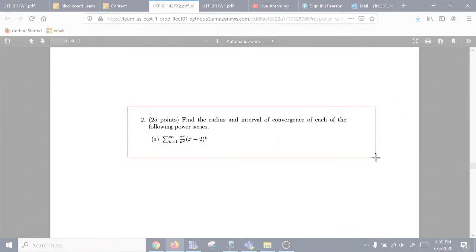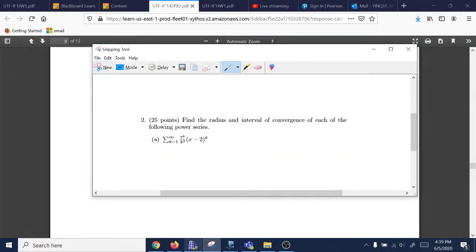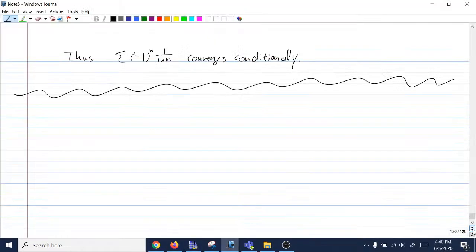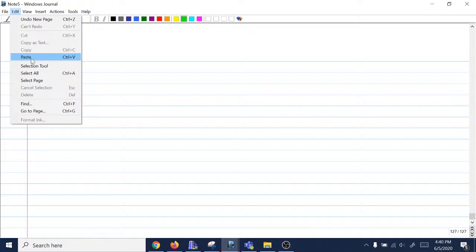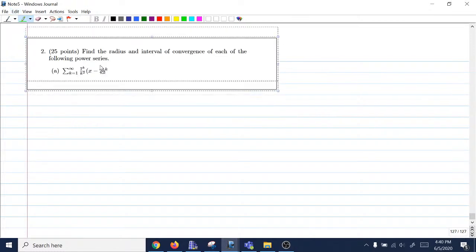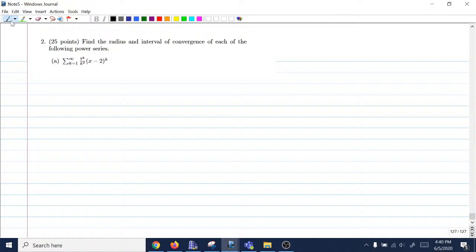Let's find the radius and interval of convergence of this power series. I'm going to use the ratio test or the root test. Either one works here. There's no factorial, so it really could go either way. Let's use the root test. I want the limit as k goes to infinity of the kth root of the absolute value of 7 to the k over k squared times x minus 2 to the k.